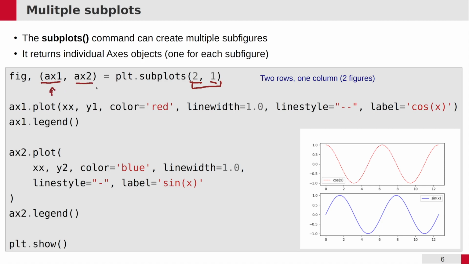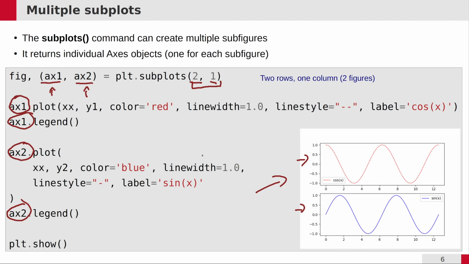The first one would be responsible for the first plot, the upper plot, and the second one would be responsible for the lower plot. And then I can use the same commands as before to manipulate the individual plots, like the plot command, the legend command, and so on. I can apply the same to the second plot, right? So the axis 2, plot and legend, and then when I show it, you see that I will get a figure with an upper and a lower plot in it.